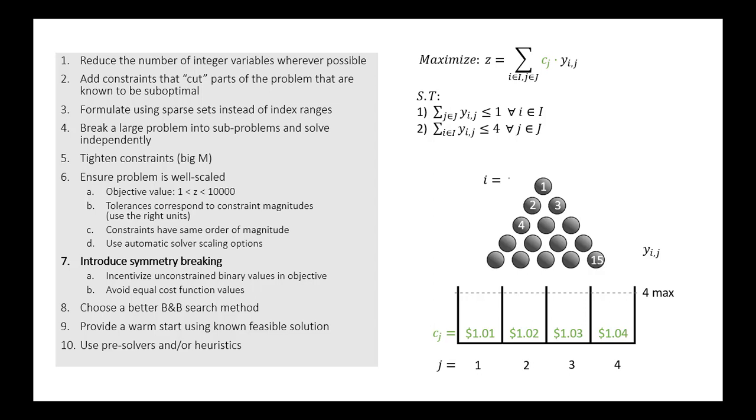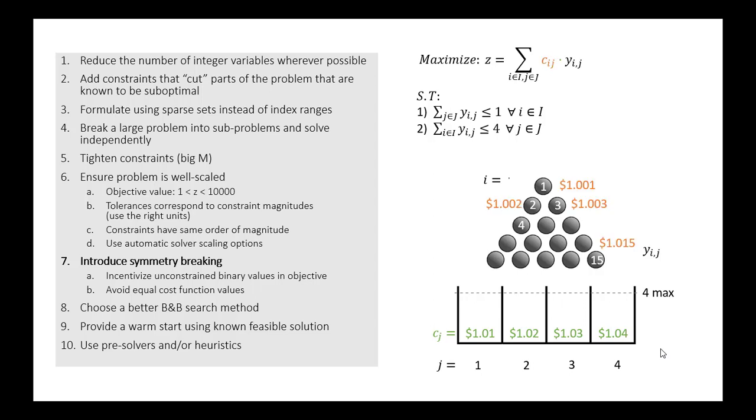So if you were to place a ball in bin 4, let's say you would get $1.04 for doing that. If you place it in bin 3, you get $1.03 and so on. So there's a small but different valued parameter that goes with each bin. Now when it comes time for the solver to decide which bins do I prefer, it's going to always prefer to fill up the bins in order of greatest to smallest, and it will really reduce the number of nodes on the tree that have to be explored.